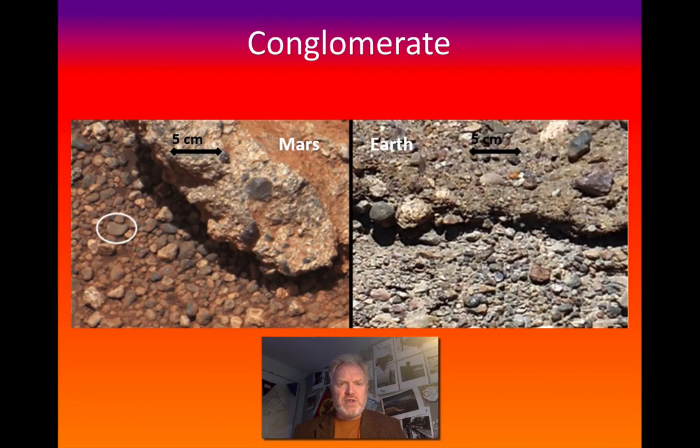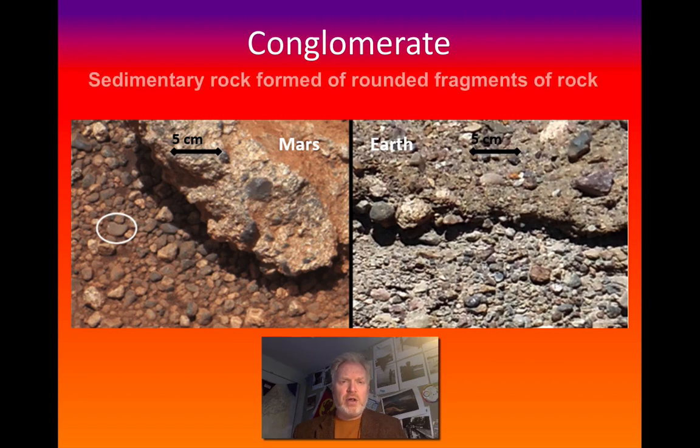Our next pair of images actually looks at a sedimentary rock. It's a rock we call conglomerate. Now, you should have found out that conglomerate is a sedimentary rock that's formed of rounded fragments of rock, rounded pebbles, if you like. What are the similarities between the conglomerates that we can see here on Mars and the one we can see here on Earth?